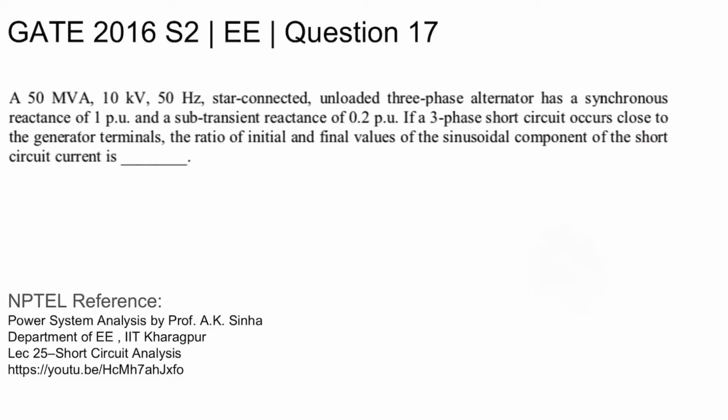This is GATE 2016 set 2 electrical question number 17. A 550 MVA, 10 kV, 50 Hz star connected unloaded 3-phase alternator has a synchronous reactance of 1 per unit and a sub-transient reactance of 0.2 per unit. If a 3-phase short circuit occurs at the generator terminals, the ratio of initial and final values of the sinusoidal component of the short circuit current is being asked.